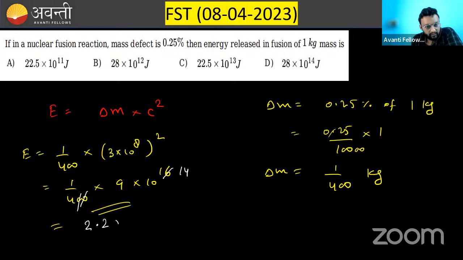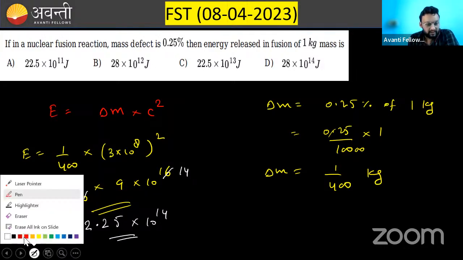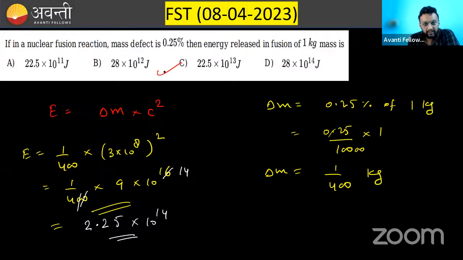And into 10 raised to the power 14. So if I see that in the option list, option C will be correct, which is 22.5 into 10 raised to power 30. Very good. I think Gauri has answered correctly. Very good, Gauri. Moving further.